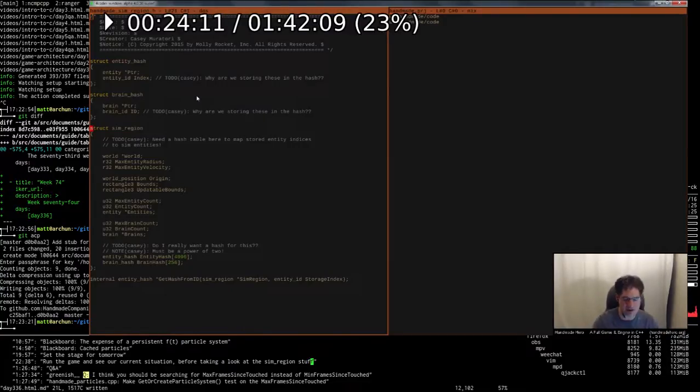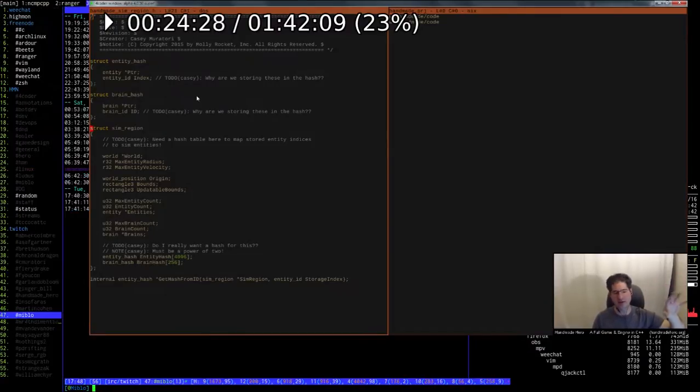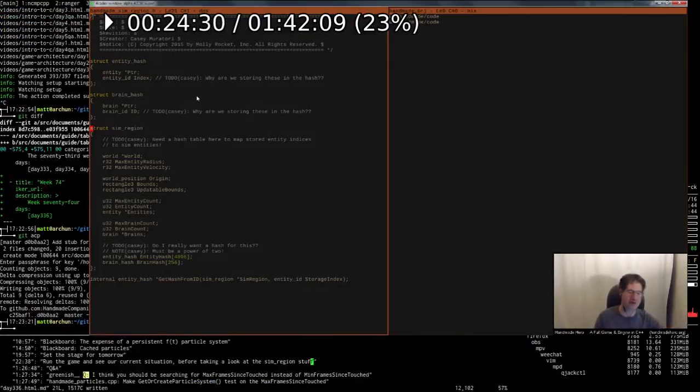Because remember, the sim region is one of those things that we may want to use, and we talked about this a little bit the other day, to simulate areas of the game that the player can't see, where there are other things going on that we want to know the outcome of, so that when the player does get there, they will see the results of them having happened.